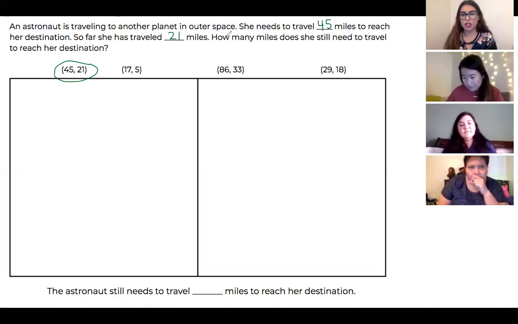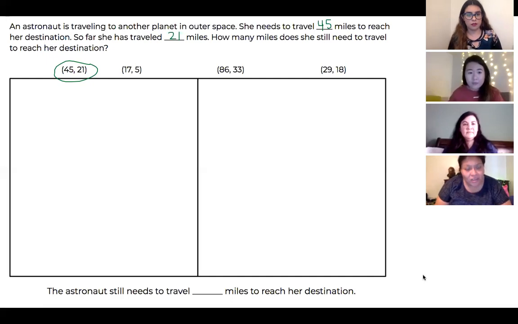So Ms. Rosales, can you read the story for us? Sure. An astronaut is traveling to another planet in outer space. She needs to travel 45 miles to reach her destination. So far, she has traveled 21 miles. How many miles does she still need to travel to reach her destination?